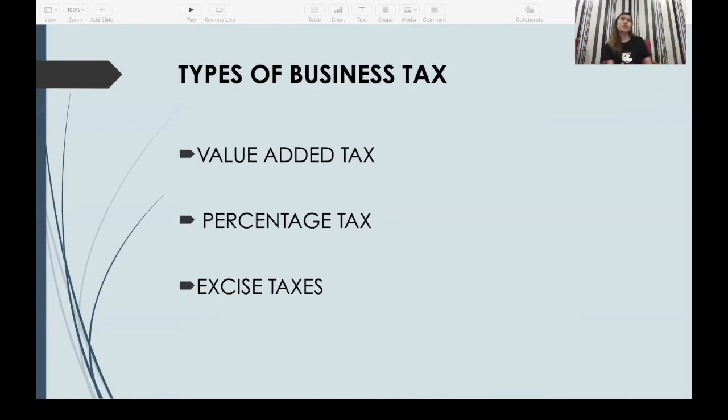Take for instance, we go to the salon to get our hair done. When we dine in a restaurant, or we buy clothes, we gas up our car, and many more. So VAT is always included in what we pay. But despite the fact VAT is everywhere, many of us are not aware of what VAT really is. So what is value-added tax?